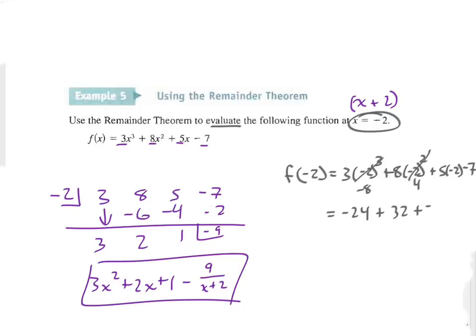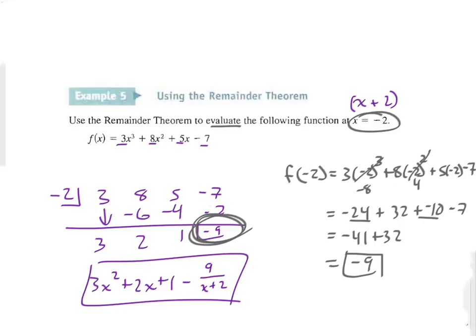And then I have a -10 from this, right? And then we have -7. Look at all this arithmetic we got to do. I'll add our negatives together. That's -34. And, oh, I forgot the 7. Okay, -34, -7, that's -41, right? Plus 32, because that's positive, so we have to subtract those. That's -9, right? Oh, what do you guys notice?